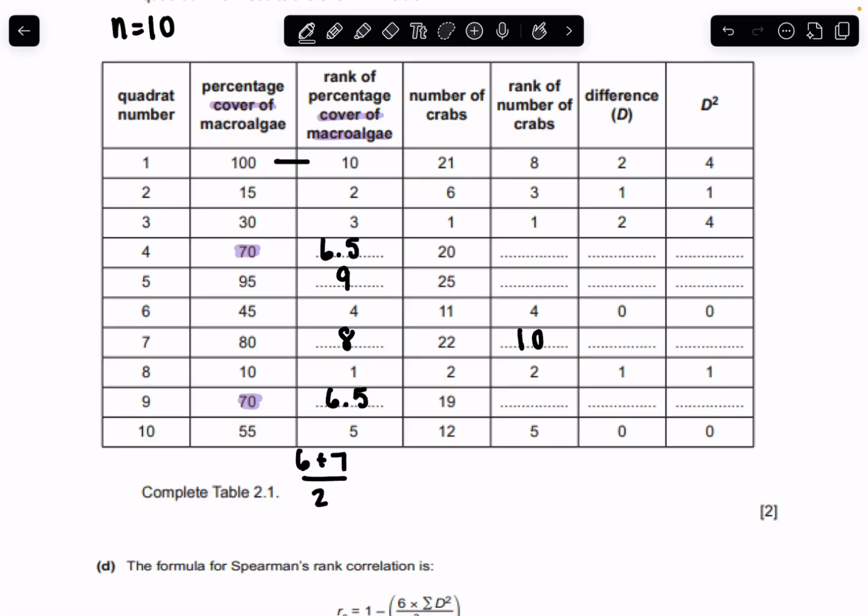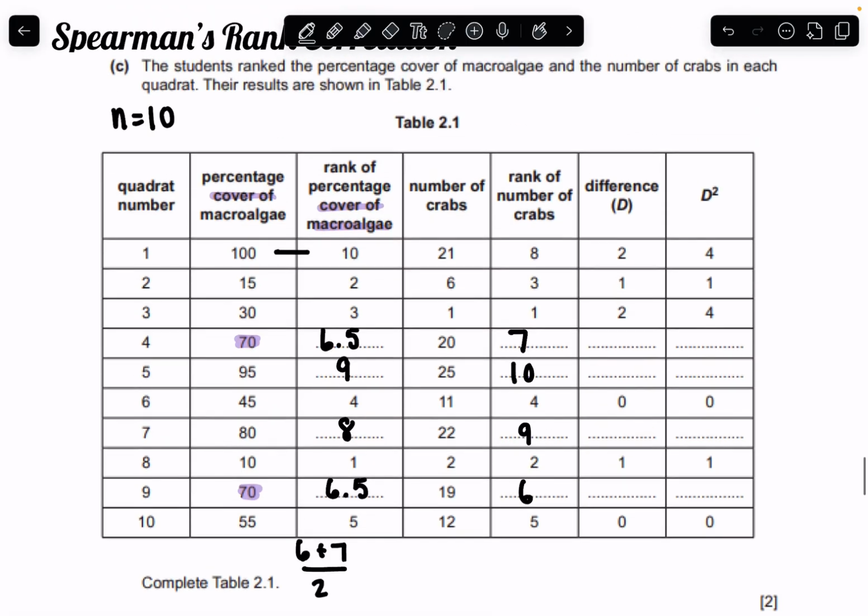We're missing 9. 25 should be 10. 22 should be 9. Then we look at 20, that's going to be 7 because we already have an 8. We don't have a 6, so 19 will be a 2 and a 1. The difference, which is D, we went over that with our last equation, is rank 1 minus rank 2.